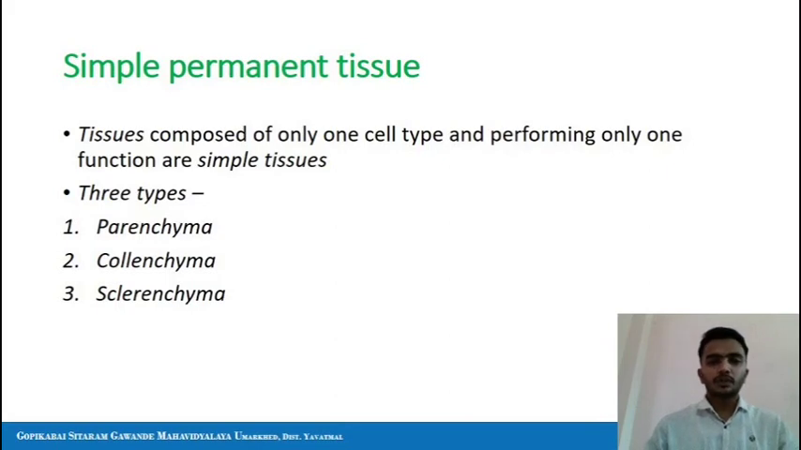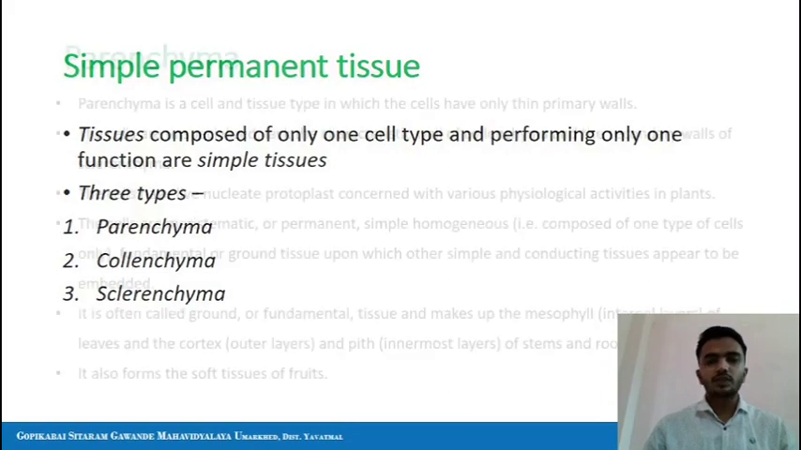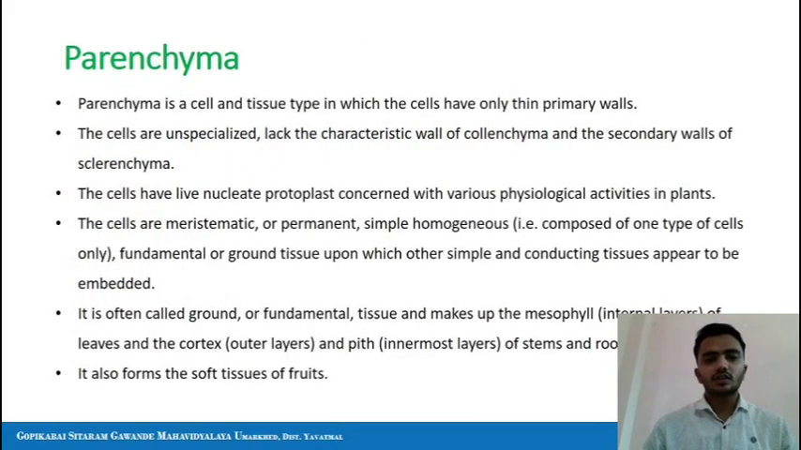So this simple permanent tissue again is of three types, that is Parenchyma, Collenchyma and Sclerenchyma, that we will elaborate one by one. So firstly we will see Parenchyma tissue. So Parenchyma is a cell and tissue type in which the cells have only thin primary walls. So these are with a thin cell wall. The cells are unspecialized, lack the characteristic of wall of Collenchyma and the secondary walls of Sclerenchyma.